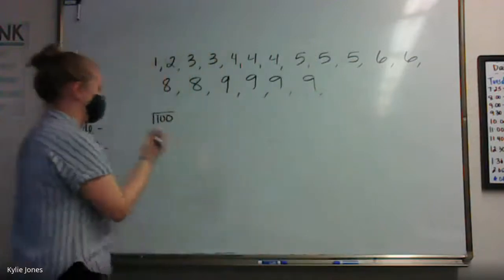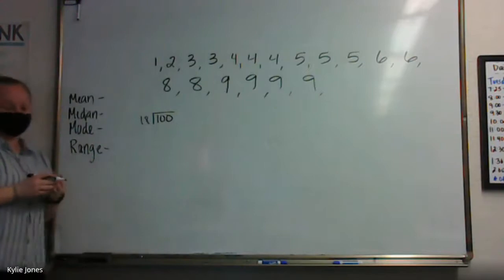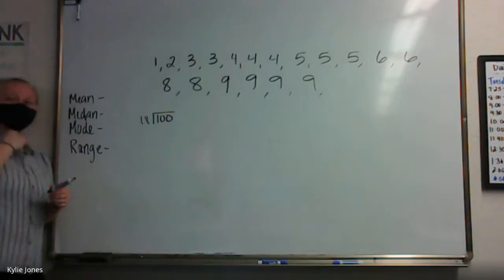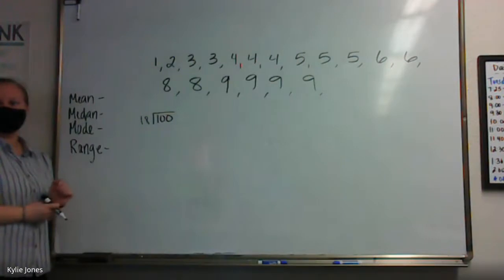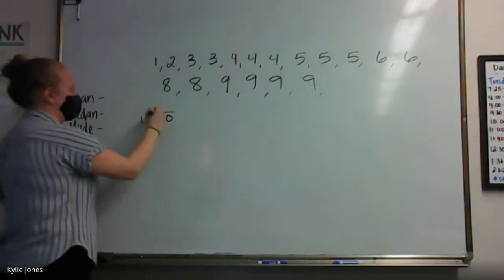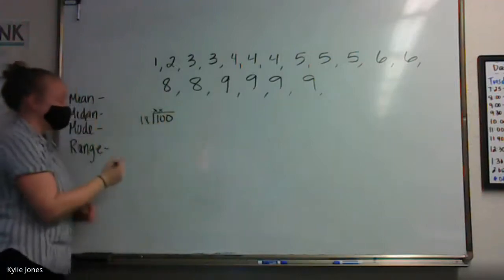Okay, it is 18. So we need to divide by 18 to get our answer here. 100 divided by 18. There's 18 numbers that we added together. So we have to figure out how many times 18 goes into 100. Does 18 go into 1? No. Does it go into 10? No. We gotta figure out the 100 then.